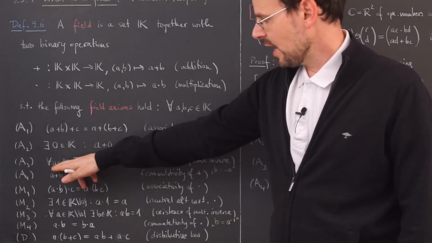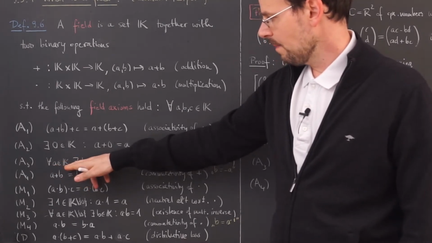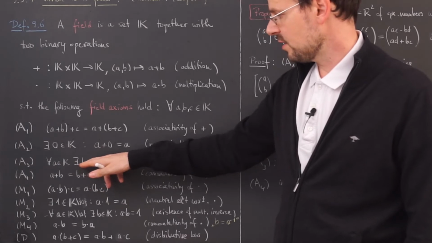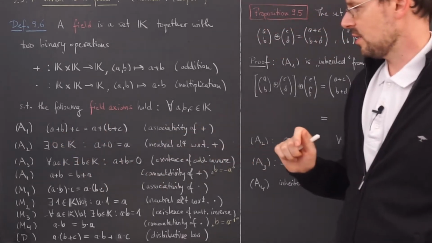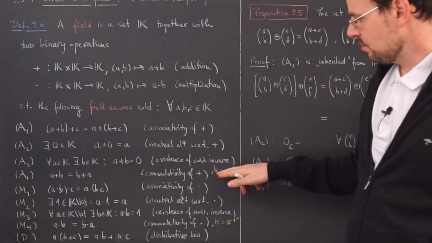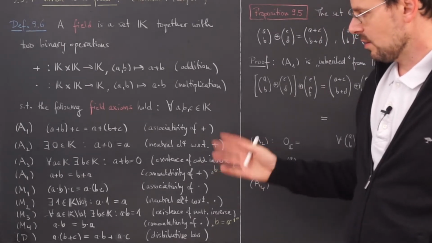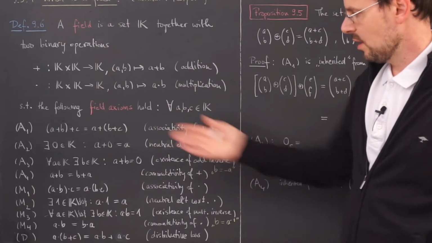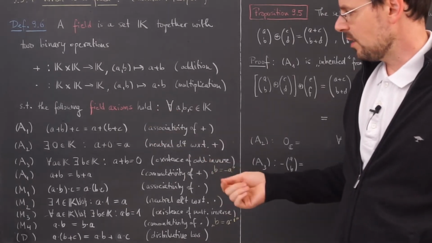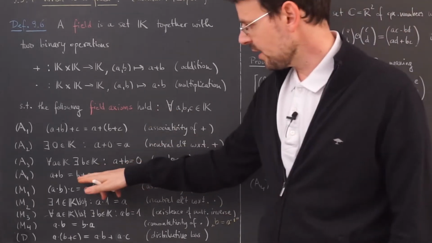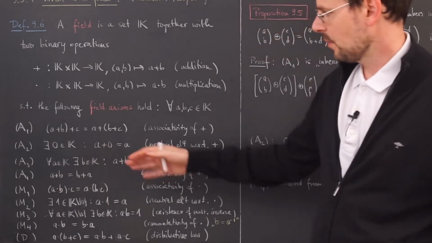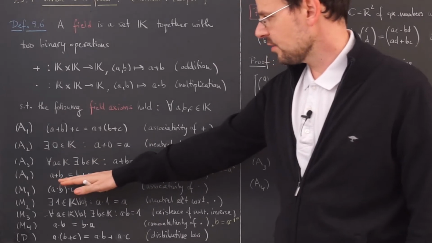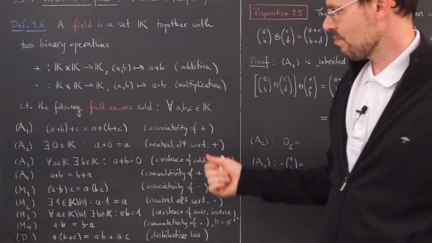For any element of K, I need to be able to find another element b such that a plus b equals this neutral element, 0. Usually this b is denoted by minus a. A little bit later we're going to show that b is unique. And as I said before, addition needs to be commutative. These four axioms or laws must hold.